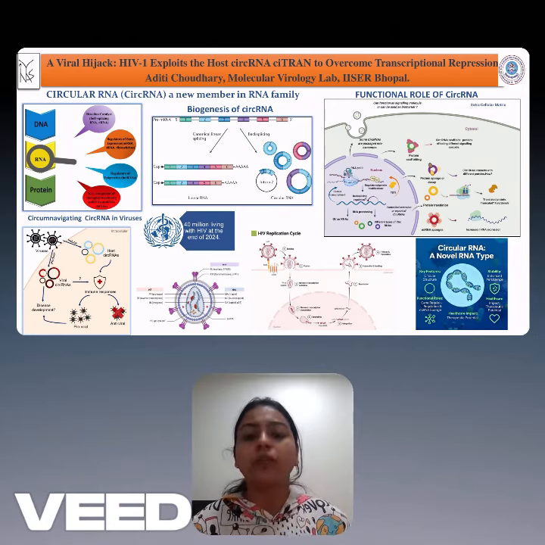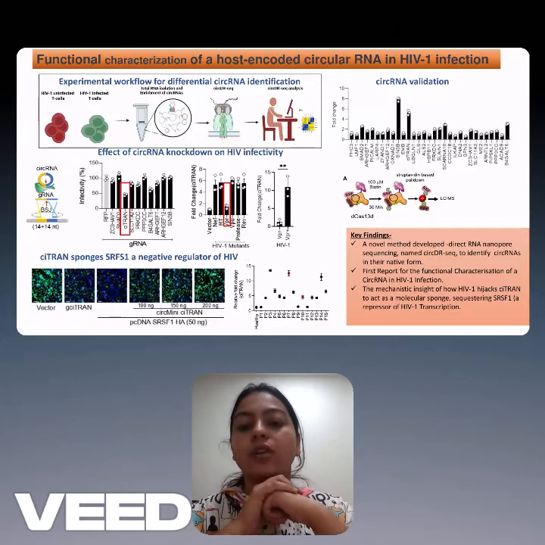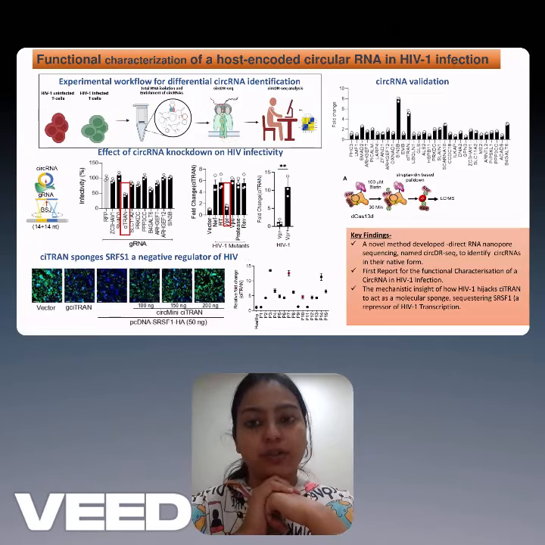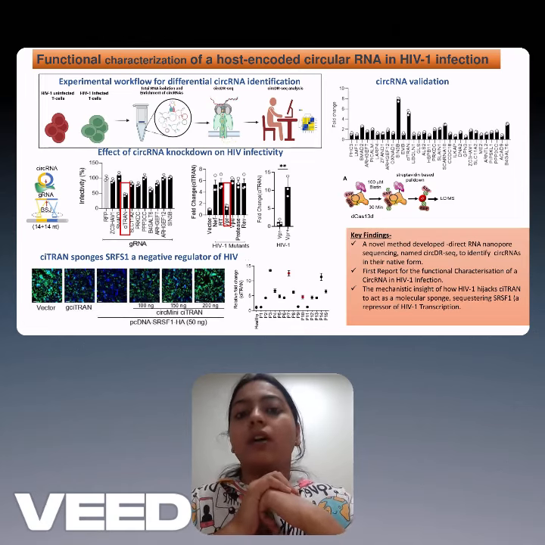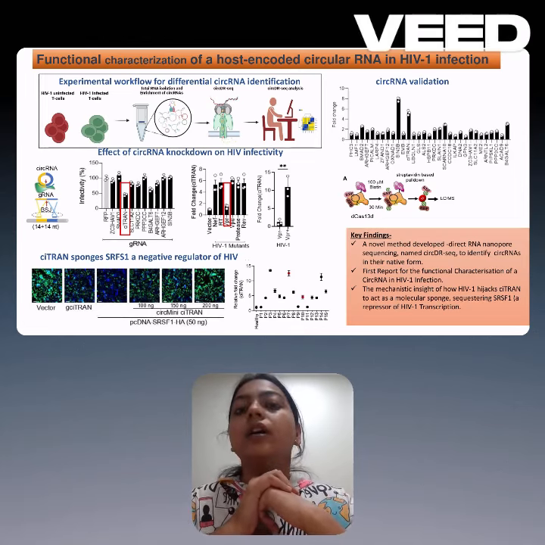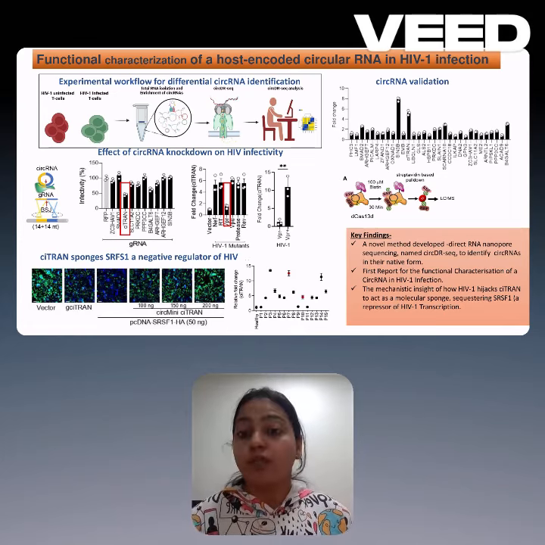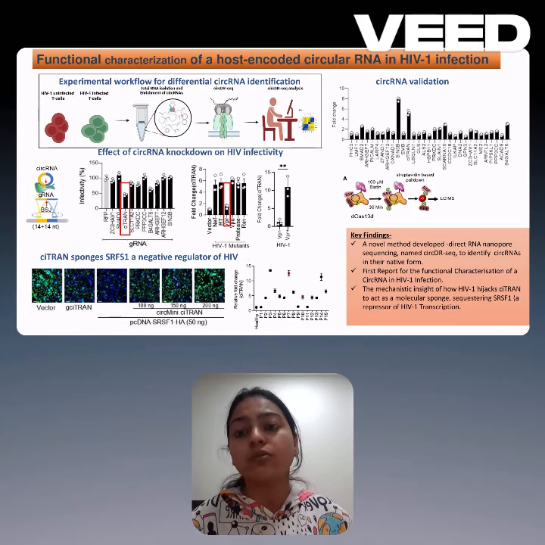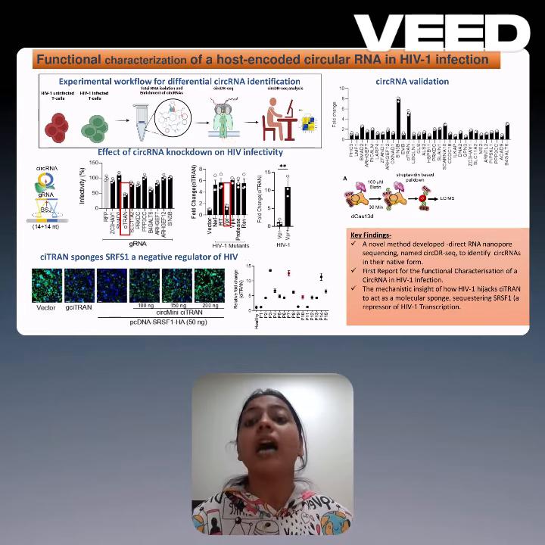So we sought to determine what circular RNAs are present in HIV-1 infection. Until 2023, there were no reports of circular RNA in HIV-1 infection. So we utilized nanopore direct RNA sequencing technology to identify the circular RNAs upregulated in HIV-1 infection. And we found one of the circular RNAs, ciTRAN, which is formed from the SMARCA5 gene, reduced the infection by up to 50%. And we also found that HIV-1 Vpr was able to induce this circular RNA.